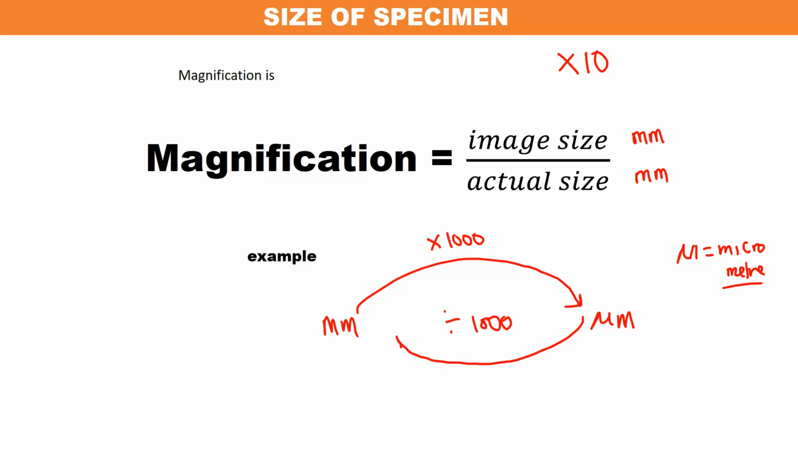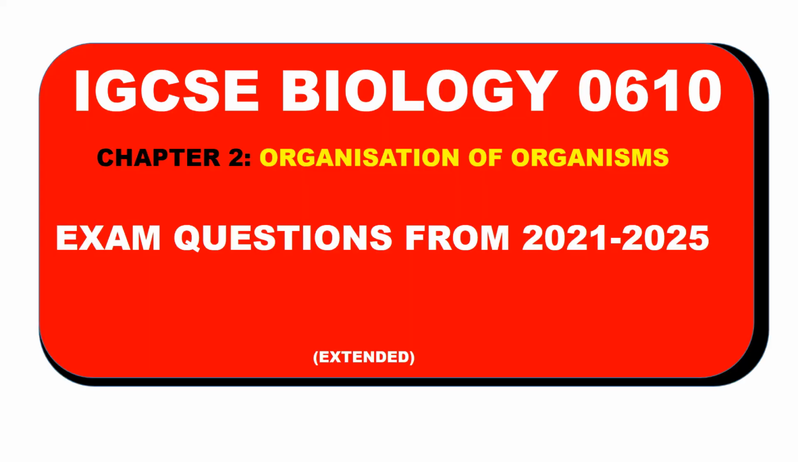And the examples that we are going to look at, we are going to do them in terms of the past papers. And of course, I can say that there are quite a number of questions that we are going to find on this particular part. All right, let us now answer the questions. So as you can see, IGCSE Biology 0610, Chapter 2, Organization of Organisms. Exam questions from 2021 to 2025. Now, focusing on extended. All right, let us look at the first question.